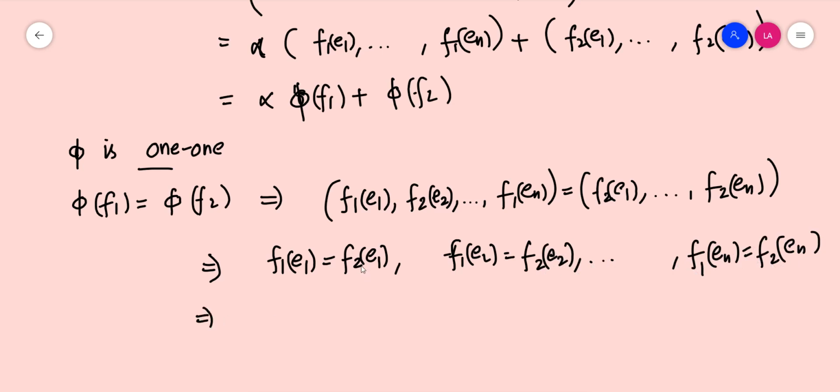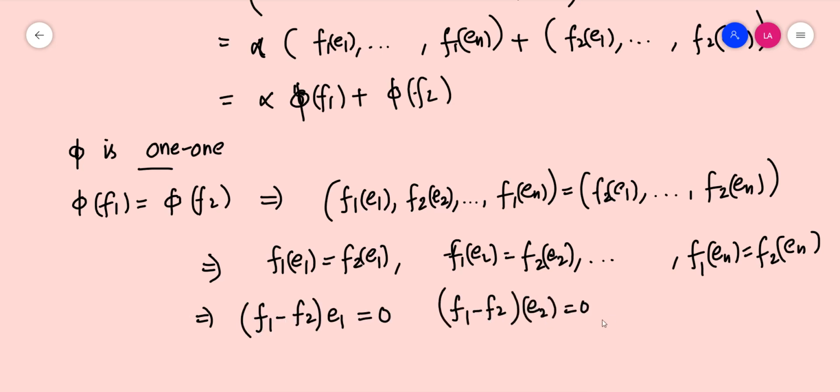Now, if you move this on to the left hand side, by linearity property, this implies f1 minus f2 of E1 is equal to 0. Now, f1 minus f2 of E2 is equal to 0, etc., f1 minus f2 of En is equal to 0.